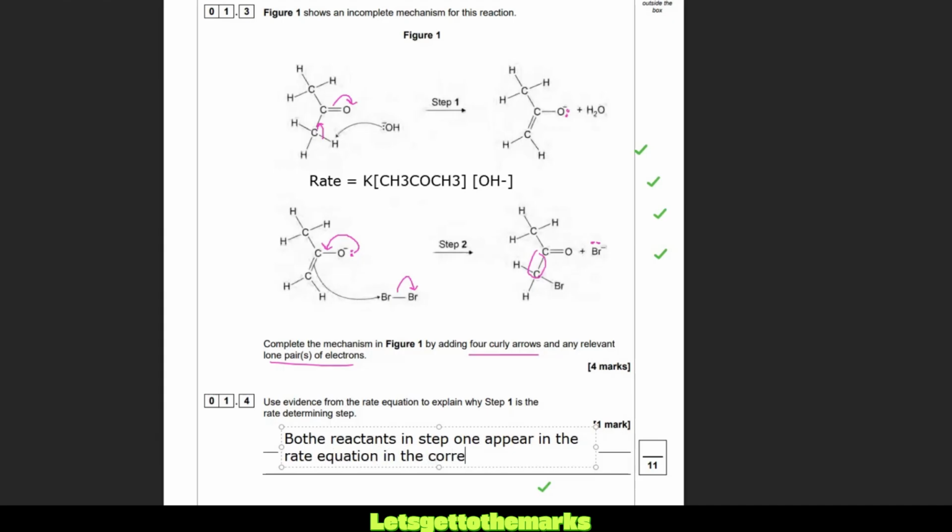in the correct amounts as shown by the rate equation. Oh my gosh, that was just disgusting. Doing these videos takes so long because my fat fingers are so bad at typing. But there we go. That's the end of that question, folks.